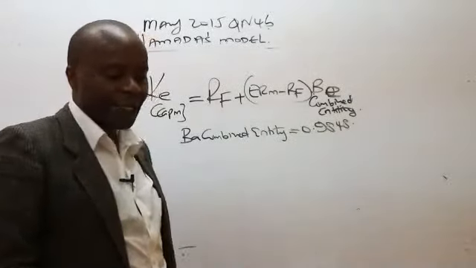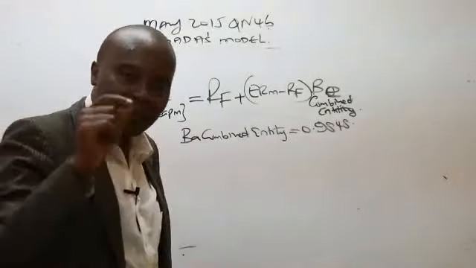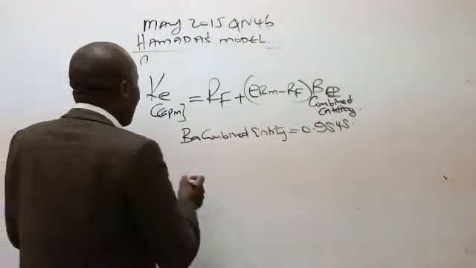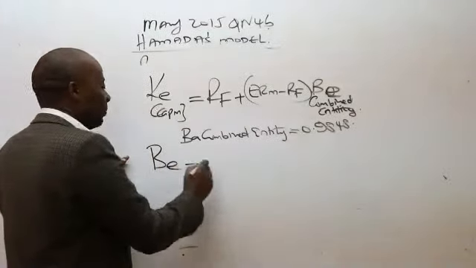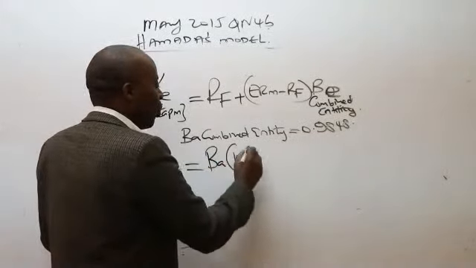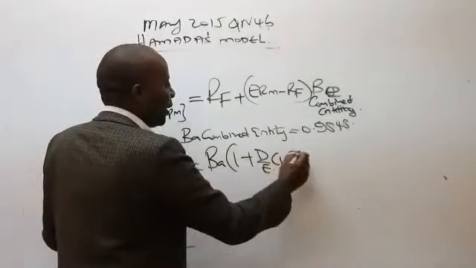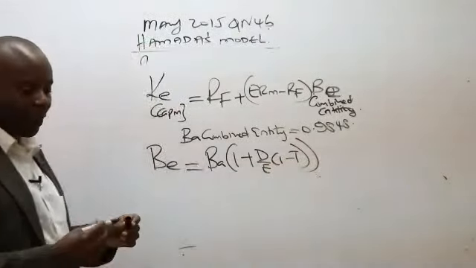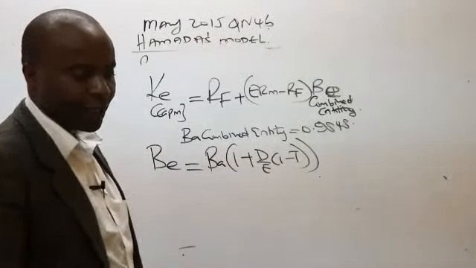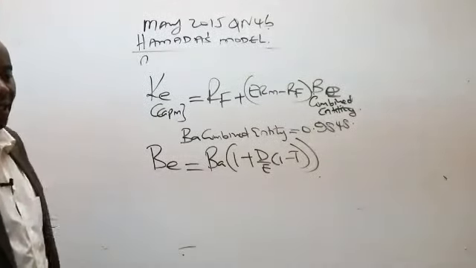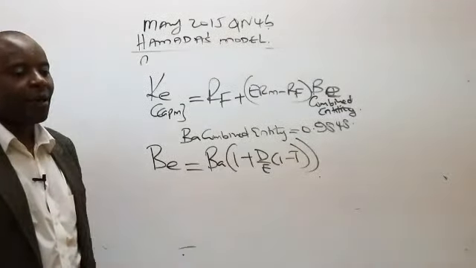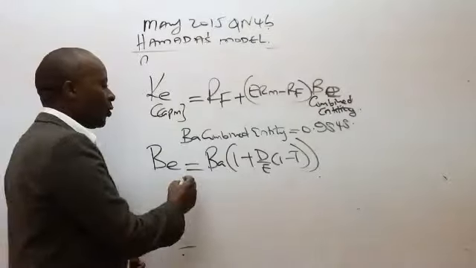So they're telling me, Mwalimu, use the Hamada's model, yes. So now here I'm going to apply the Hamada's model. And if it is the Hamada's model, I know that beta equity should be equal to beta assets into 1 plus debt over equity into 1 minus T. Beta equity equals beta assets into 1 plus debt over equity into 1 minus T. Now come here and put 0.98.